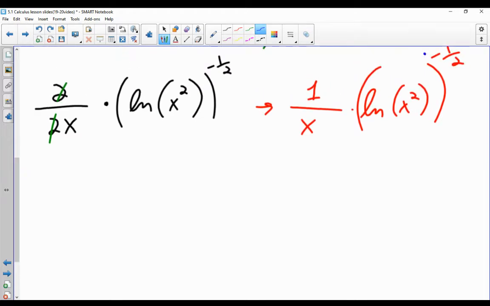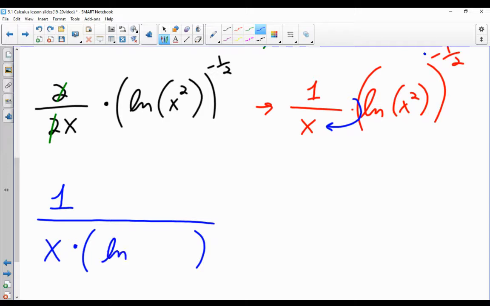Well, to start off, we got a negative power. And to make that positive, we're going to have to flip that to the bottom with the x. So in other words, the 1 will be on top, the x will still be on bottom, but the x will now have a friend. The friend will be natural log x squared to the power of positive 1/2. Hang on, let me rewrite that a little bit better. There you go. Basically, the natural log x just got flipped to the bottom of the fraction.